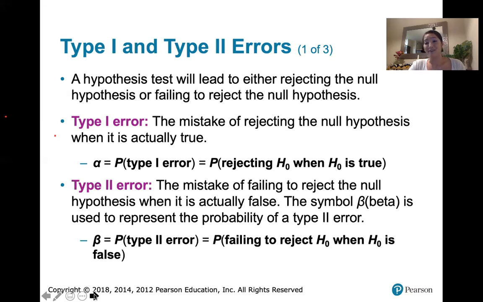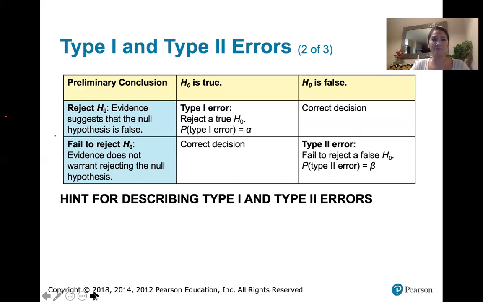So maybe we need more evidence in that case. That's type 2 error. So I love this graph. It can help you understand these ideas a little bit better. In this top row, we see the state of reality. So in reality, the null hypothesis is either true or false. So we've got this column represents the null being true, and this column represents the null being false.